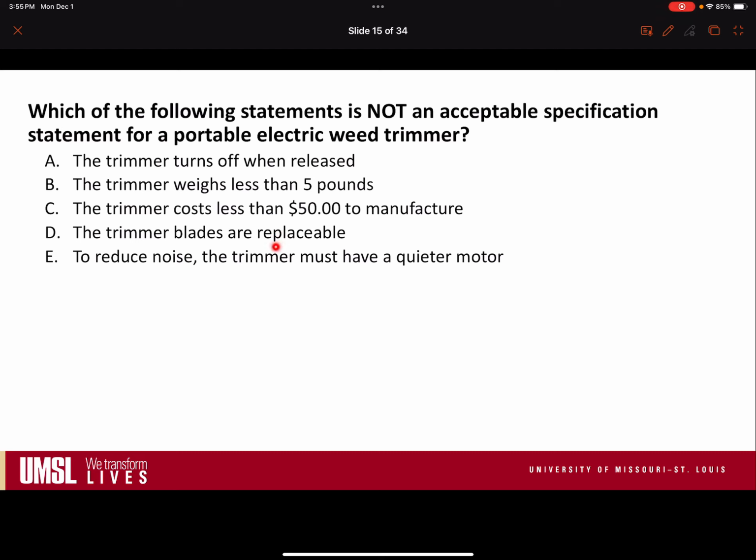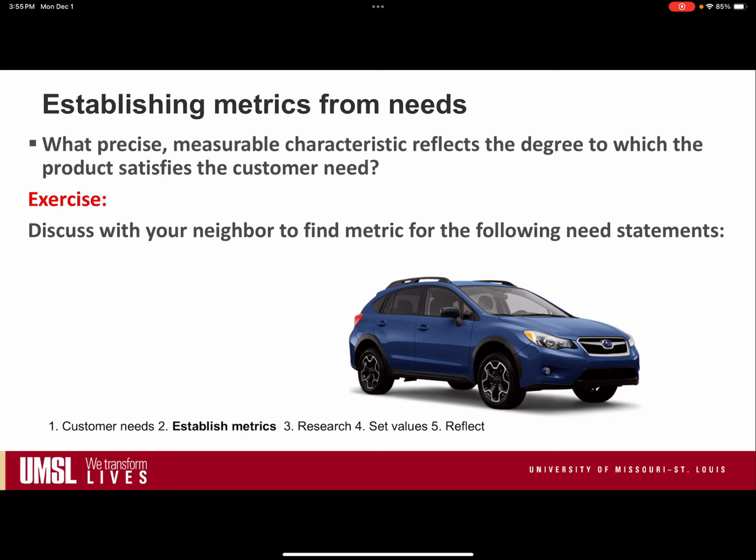Or the trimmer blades are replaceable. Again, this is pass or fail. This is a constraint that we have, but also we want to put a value for it. How do we put a value? Say the trimmer blades are replaceable within 1 minute or within 30 seconds, whatever value you want to put in, because everything is replaceable given enough time. So that's why for specs we need values.